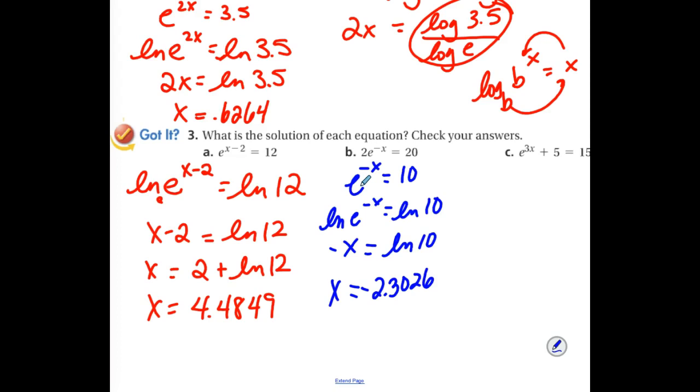Last one, what did you do? Subtract it. So e to the 3x equals 10. Natural log of both sides.